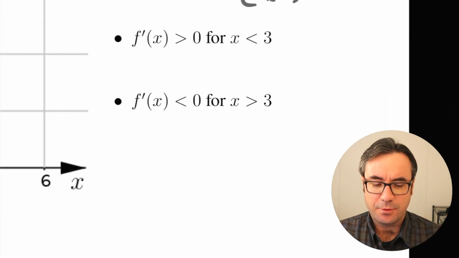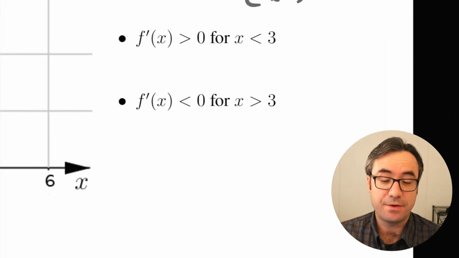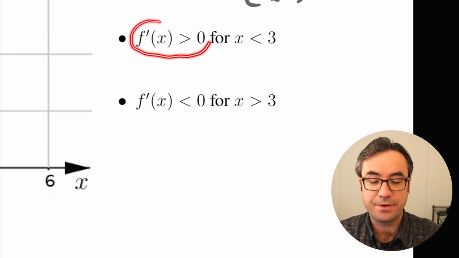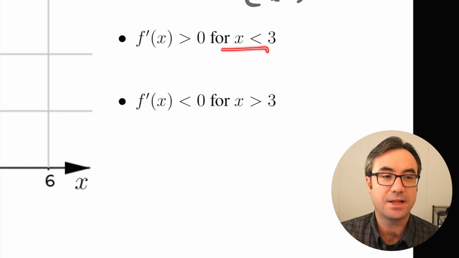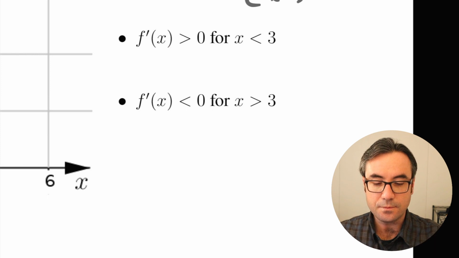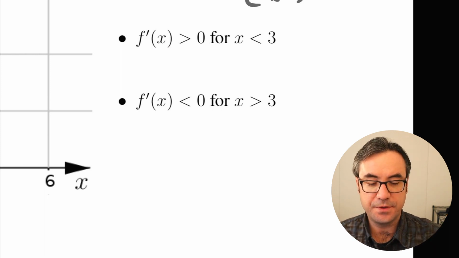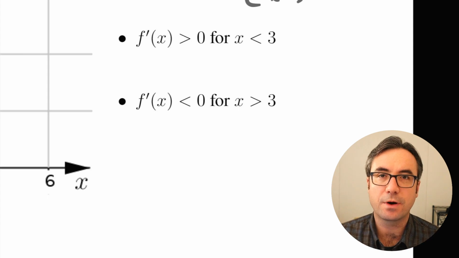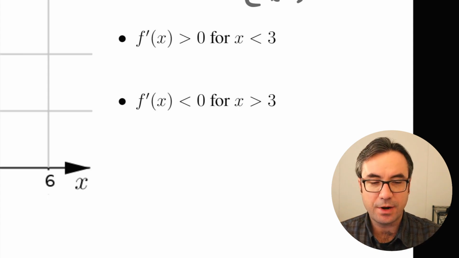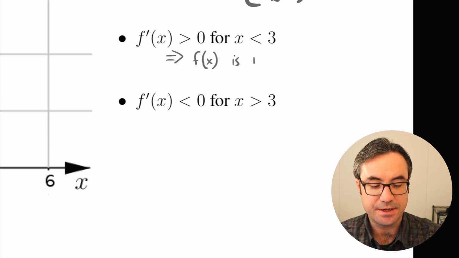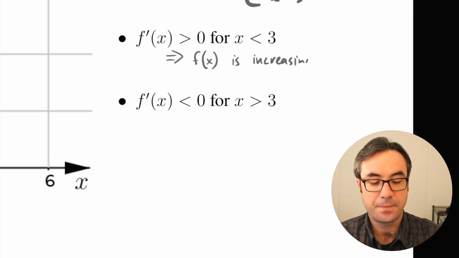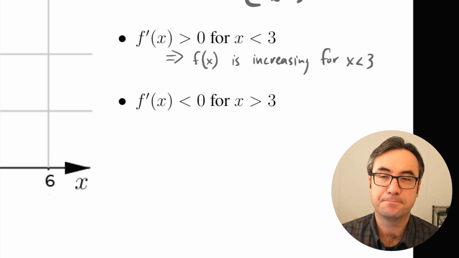All right, so let's look at the next couple properties. And these are ones about the first derivative and about the sign of the first derivative. So our first derivative is positive when x is less than 3. If we go back to our first derivative rule, if f prime is positive, then this is telling us that the original function f is increasing for this interval x less than 3.